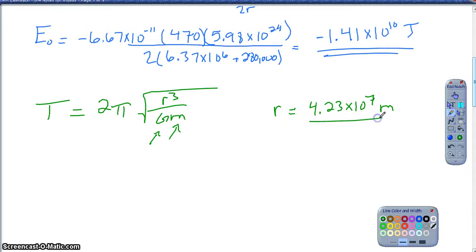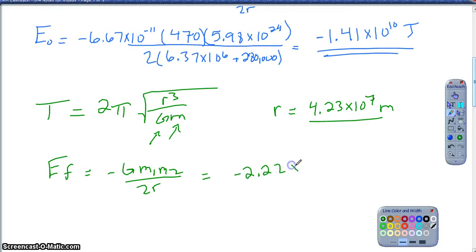So then as soon as I know that, I can try and find my final energy by just again doing negative G m1 m2 over 2r and using my new radius instead of the original. And when I do that, I should get about negative 2.22 times 10 to the 9th, and then finding the difference would be my answer. So again, finding the difference here, about 1.2 times 10 to the 10th.